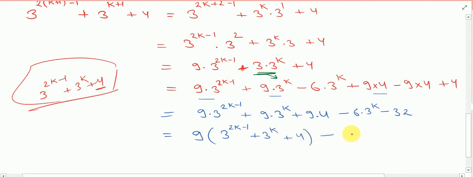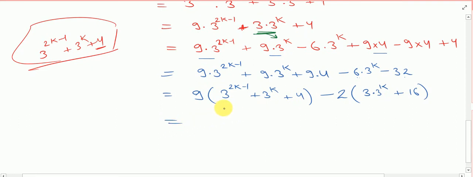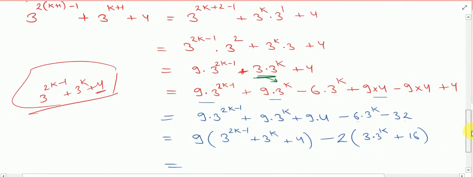And here, okay, one second. Here this is 6, here this is 32. So you can see that 2 is common, yes. So I can write like this, 2, here 3 into 3 to the power k plus 16, okay. And here for this much I can write 2m, yes. From 1 we can write that as 2m.